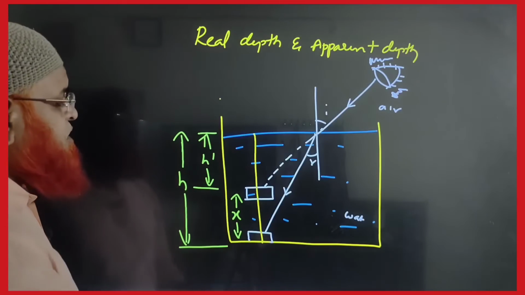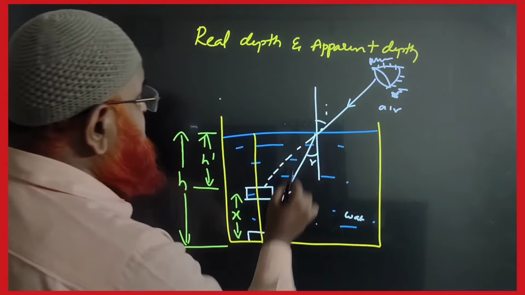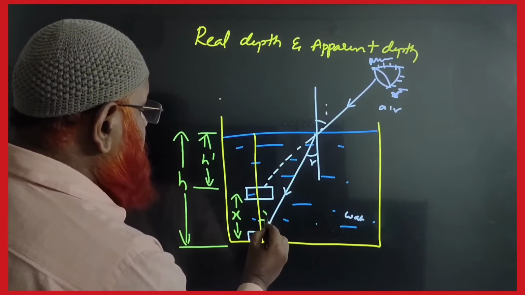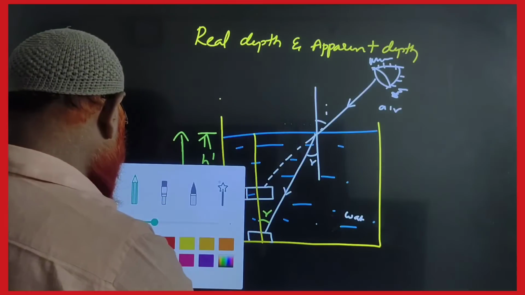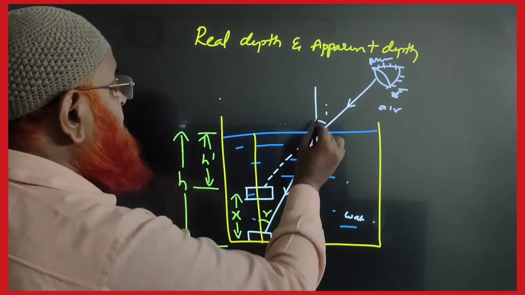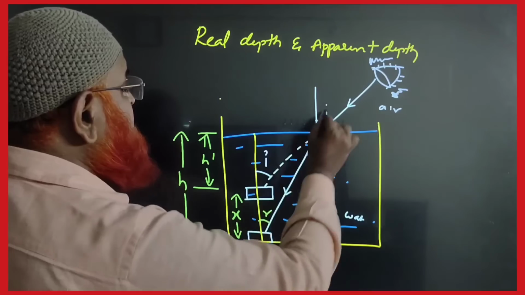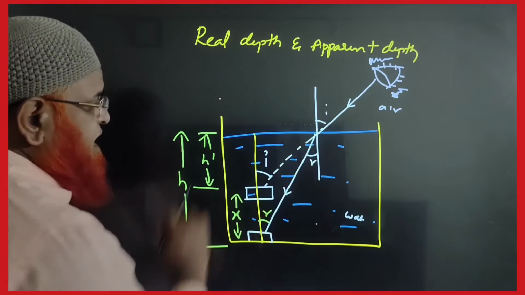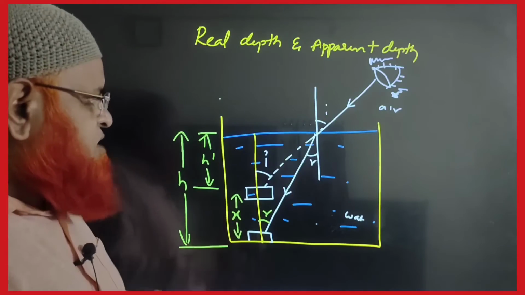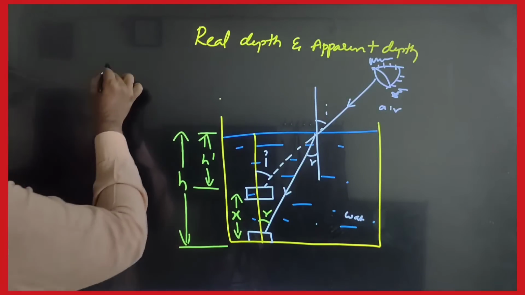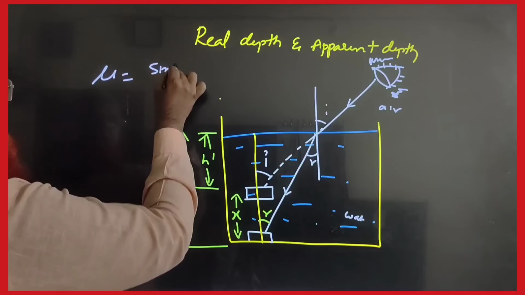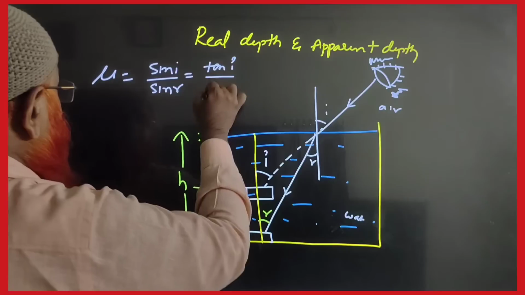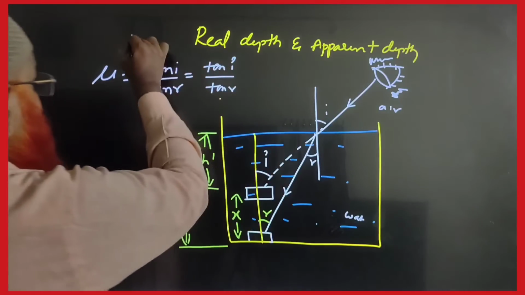Okay, so what are you going to do? Let us see now. This is the angle of incidence. This is R, and this is also R. These are said to be alternate interior angles. This is I, and this is also I. These are said to be corresponding angles. Let us see what is going to happen. The refractive index formula is sin I by sin R, or it can also be taken as tan I by tan R for small angles.